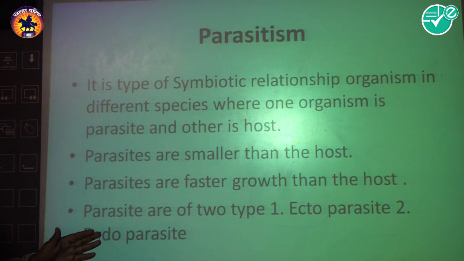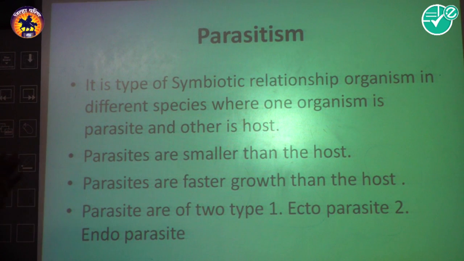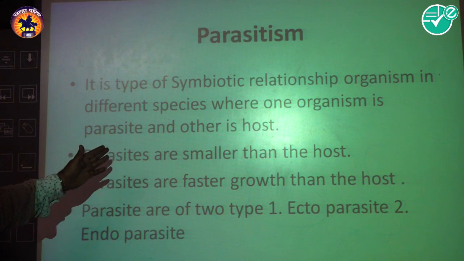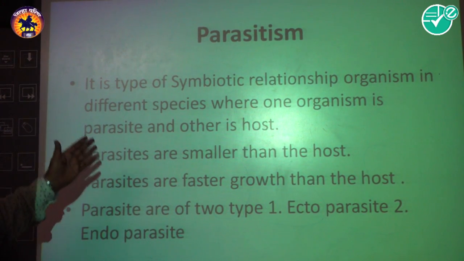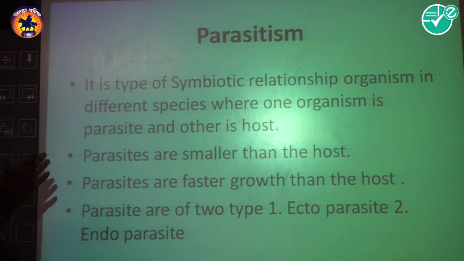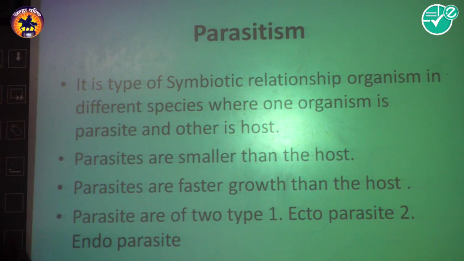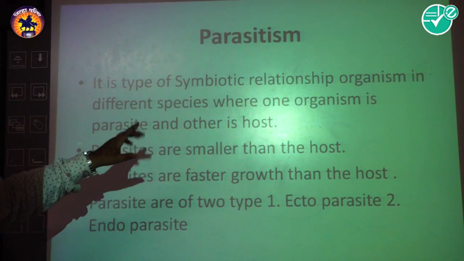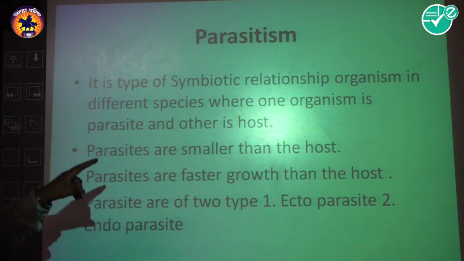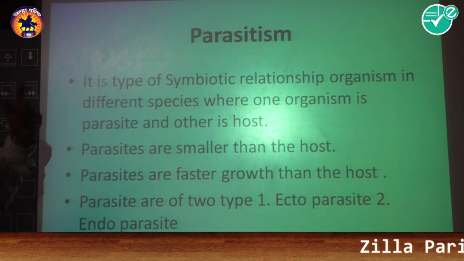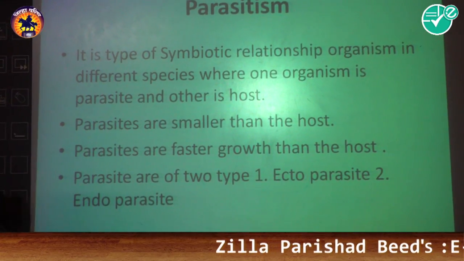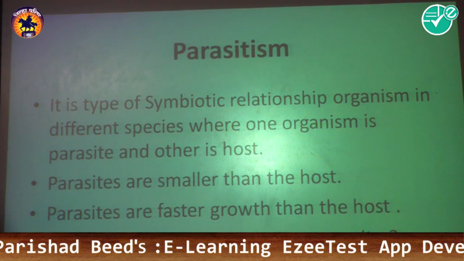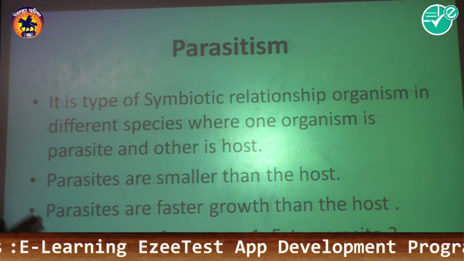And the parasitism is nothing but the relationship between organisms of different species where one organism is the parasite and the other is the host, and the parasite is also smaller than the host, and the parasites grow faster and get benefited from the host. On the basis of it living inside or outside, when it lives outside, it is called an ectoparasite, and the one living inside is called an endoparasite.